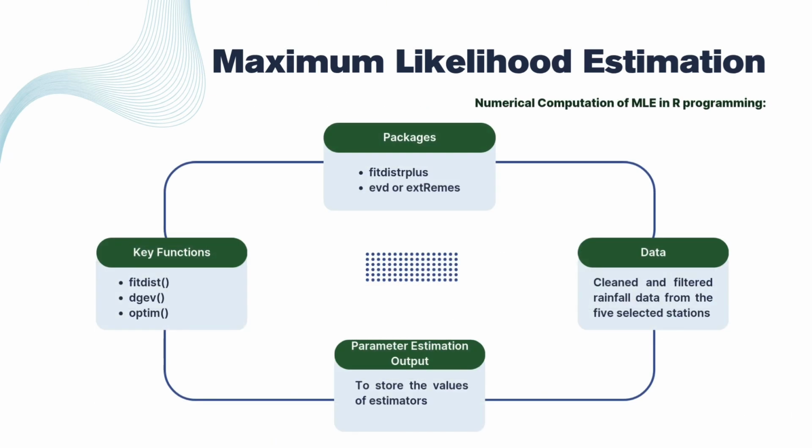To compute the MLE in R programming, 4 important aspects must be considered: packages to call for functions or commands, clean and filtered rainfall data, functions or commands for computation, and parameter estimation output to store the values of estimators. In the next slide, the presentation will demonstrate the R programming to obtain the MLEs for all the given distribution functions across the selected stations.